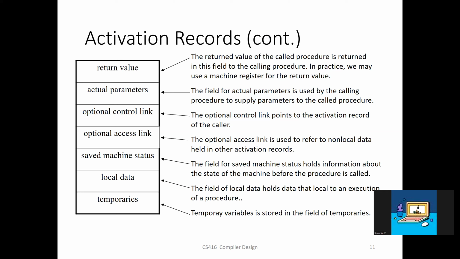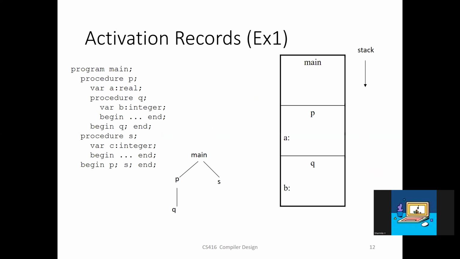The return value field is used by the called procedure to return a value to the calling procedure. The actual parameters hold the parameters supplied to the called procedure. The optional control link points to the activation record of the caller. The optional access link points to the activation record holding non-local data. The saved machine status holds the state of the machine before the procedure is called. The local data holds data local to the execution of the procedure. Temporaries hold temporary values. These are the seven fields of an activation record.